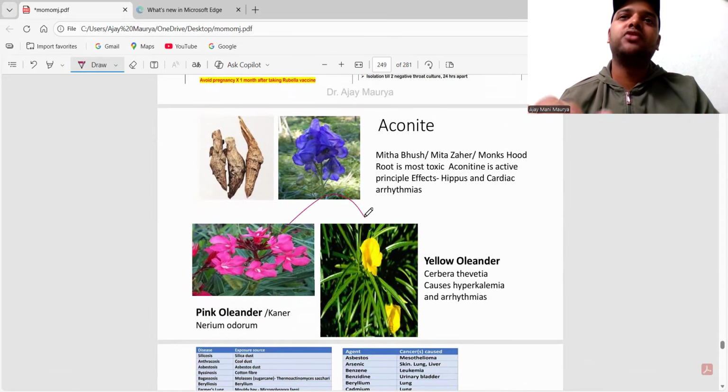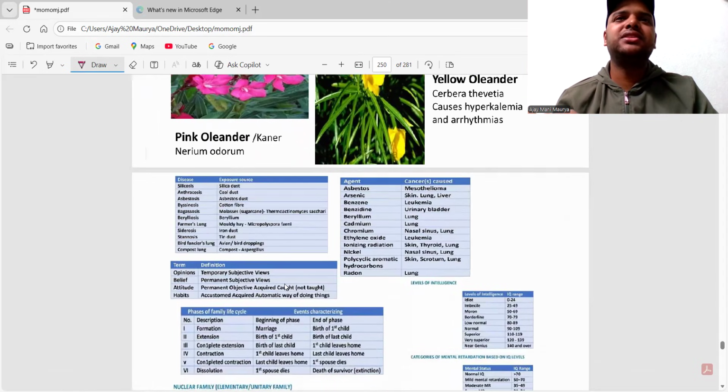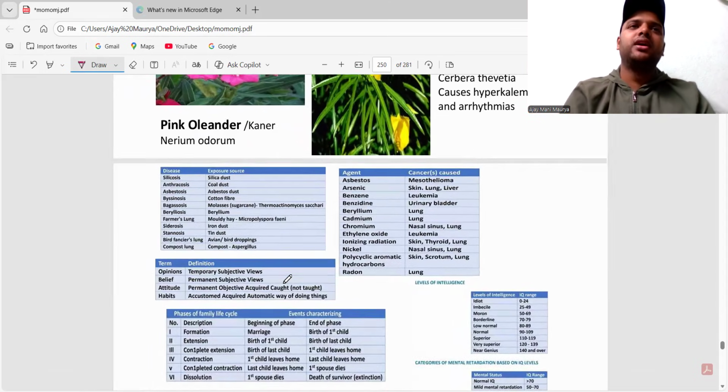They are not going to ask this one, but remember sometimes we are going to give these images. You have to remember this is the yellow oleander and the pink oleander. Okay, now see here, these tables are very important.